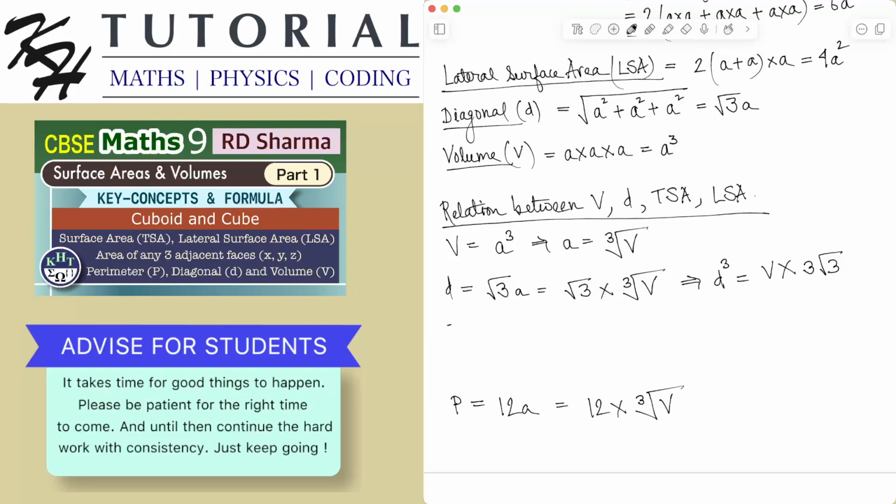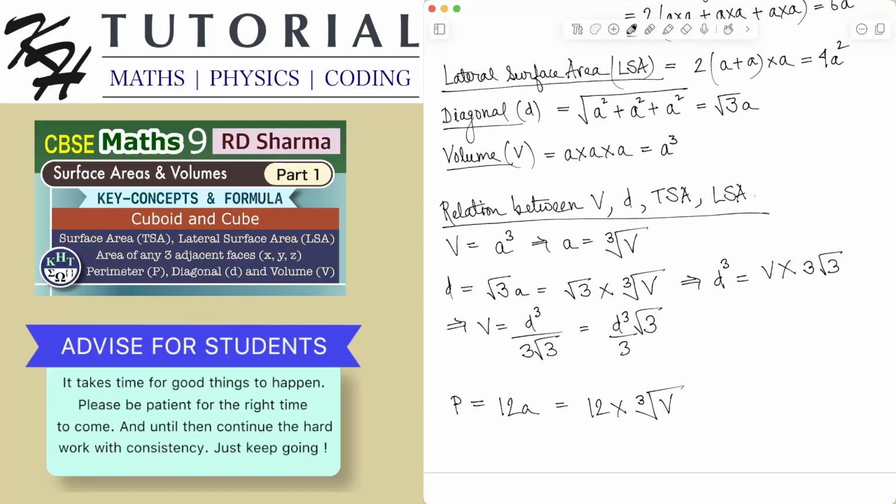So this implies that V in terms of D will be D cube divided by 3 root 3. Now never keep a root of anything in the denominator, always rationalize it. So if I multiply numerator and denominator with square root of 3, I get D cube by 3 multiplied by square root of 3.